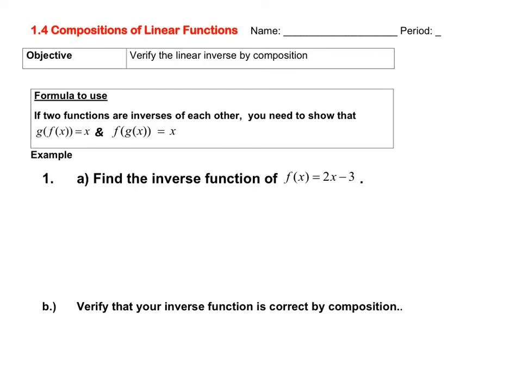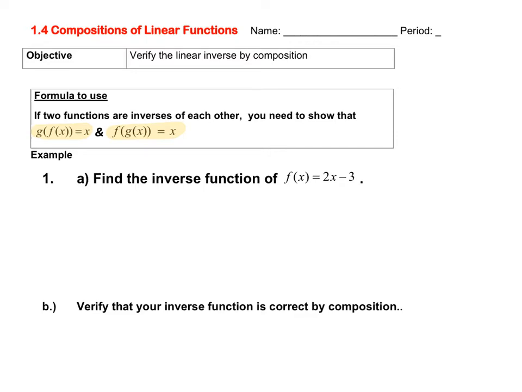In this lesson, we are going to use composition of linear functions to verify inverses by composition. So if two functions are inverses of each other, then g of f of x should equal x, and f of g of x should also equal x. And we're going to understand this more by doing this example here.